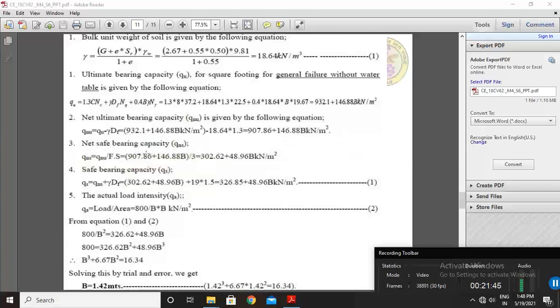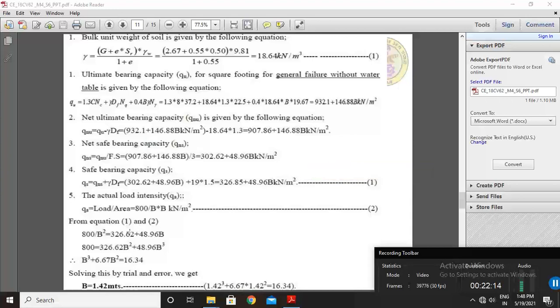Next step, net safe bearing capacity is given by the relation net ultimate bearing capacity divided by factor of safety. Now substitute the values here. qnu is these parameters, 907.86 plus 146.88 times B, whole divided by the factor of safety, which is given as 3. So now the answer is 302.62 plus 48.96 times B in kilonewton per meter square. This is the solution for net safe bearing capacity.